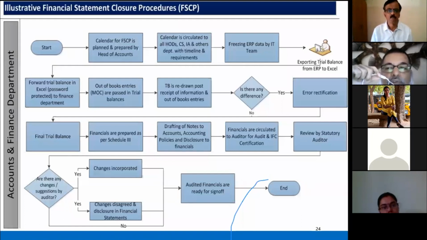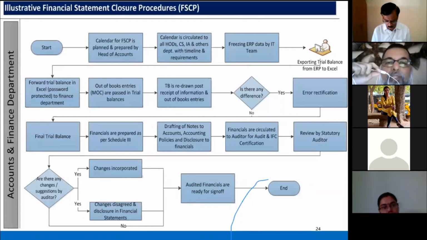The CFO's office will prepare a schedule for closure of books of accounts, and this schedule will be circulated to all the head of departments, to company secretary, internal auditors, auditor's office, etc. And post the circulation, then they will fix up a cutoff date to freeze the data from the ERP or from Tally or any other accounting package that they're using. After freezing the cutoff date, they will extract the trial balance, and from the trial balance, then they will start making certain provision entries, out of book entries that are important, that are necessary.